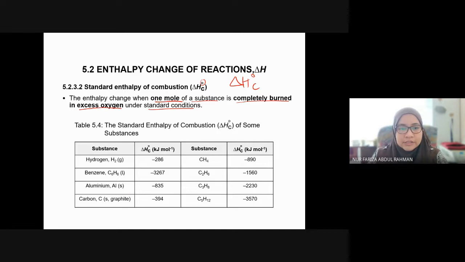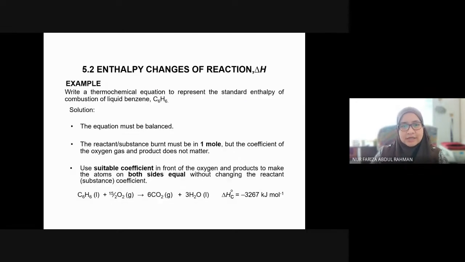Okay, so these are the example of enthalpy change, standard enthalpy change of combustion for several substance. Okay, so we have hydrogen, benzene, aluminium, carbon, and then others. Okay, all right, so as you can see, all of them having negative sign because combustion is known to be exothermic reaction. Okay, all right, so how do we write the thermochemical equation for combustion of liquid benzene?